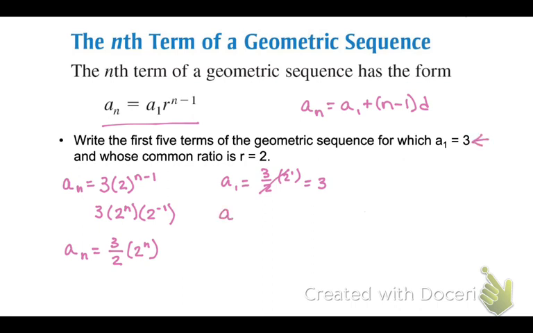Mm-hmm. So a sub 2, 3/2, 2 to the second. Now don't multiply it out because what's going to happen? One of the 2's is going to reduce out. So then I have 6. A sub 3, 3/2, 2 to the third. But I can reduce out one of them, right? So 2 squared is 4 times 3, 12. So you guys find 4 and 5.